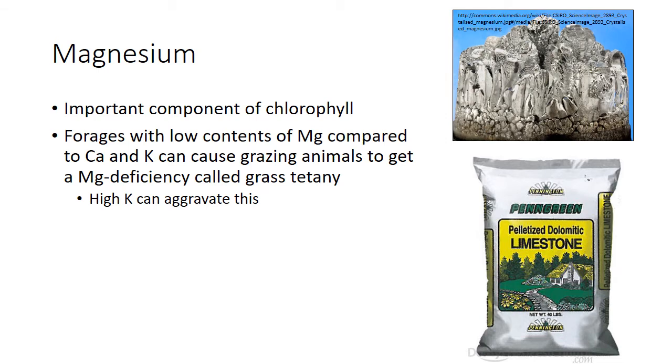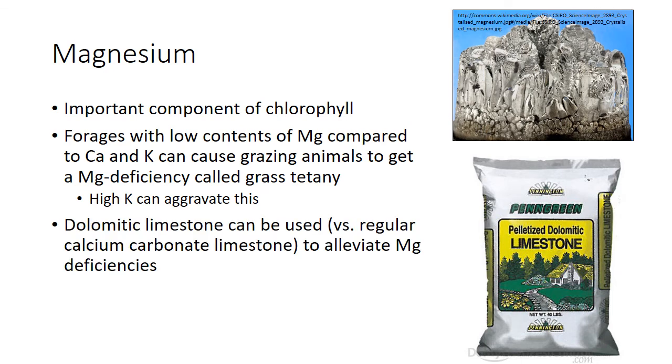They're diagnosed through the same symptoms in animals. So the end result is grass tetany. The way that we can resolve this is we can add dolomitic limestone compared to regular calcium carbonate limestone. So instead of CaCO3 for calcitic limestone, we have CaMgCO3. So calcium and magnesium along with carbonate. And so we can both lime our soils to alleviate any pH concerns while also adding fertilizer in the form of this magnesium that's in our dolomitic limestone.